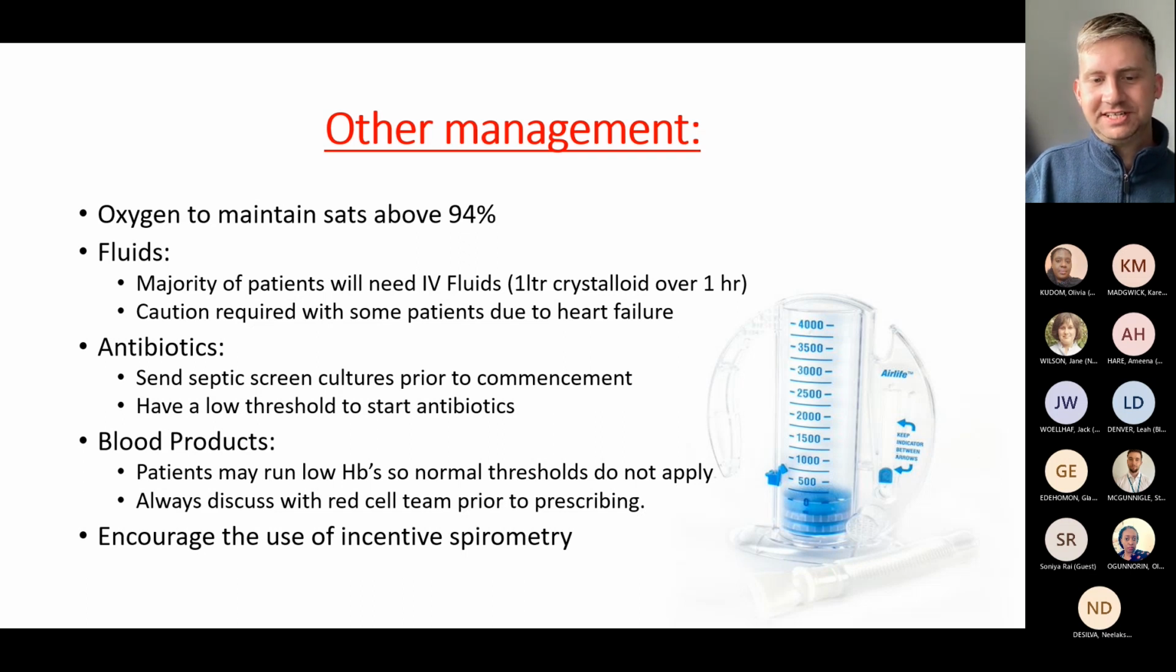And we need to encourage the use of incentive spirometry. It hurts. I don't know if you guys have ever tried it, but the whole idea of it is the patients breathe in and out, deep breaths, in order to move that blue bit up. And that helps open up the alveoli to prevent any pneumonia or chest infection setting in and triggering acute chest syndrome.